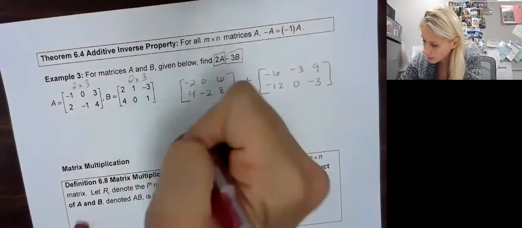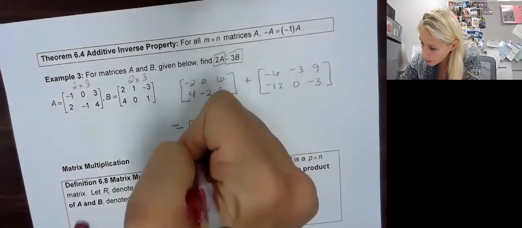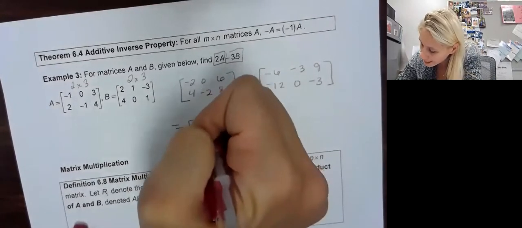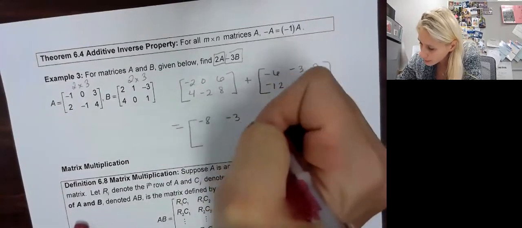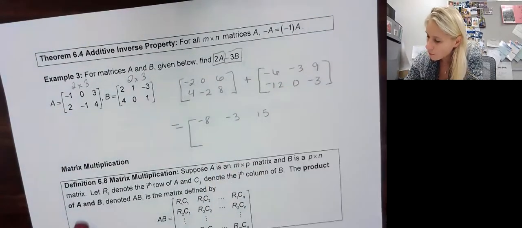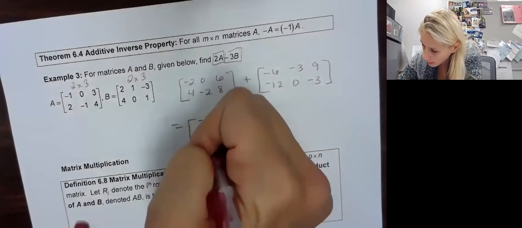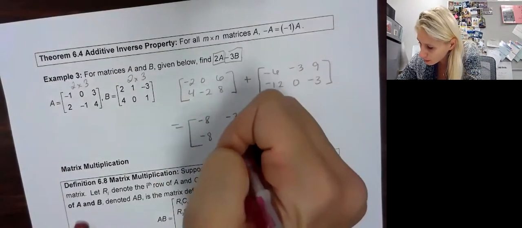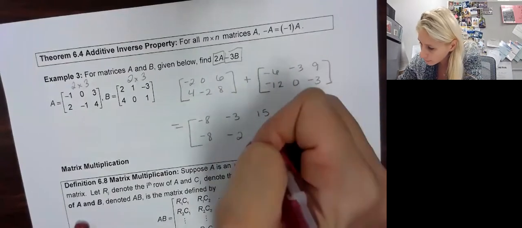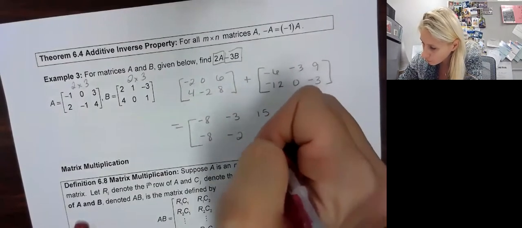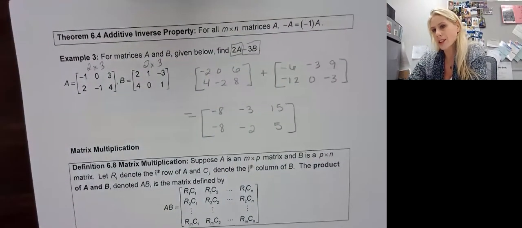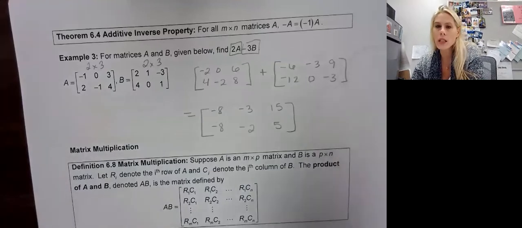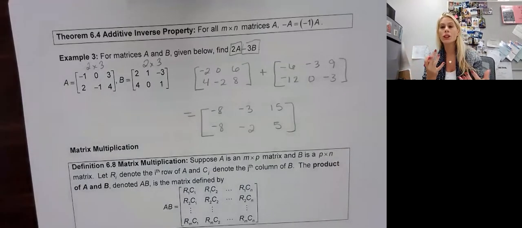All right, and now I can add these two together. -2 and -6 is -8. 0 and -3 is -3. 6 and 9 is 15. 4 and -12 is -8. -2 and 0 is -2. 8 and -3 is +5. Hopefully you guys see that that addition went a lot faster than if I multiplied 3 and did minus. Because with subtraction, we really have to be careful with those negatives, right?